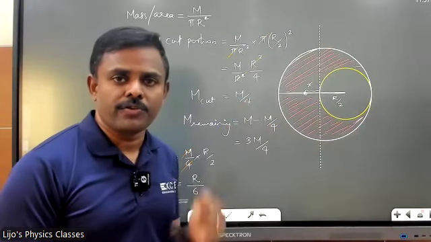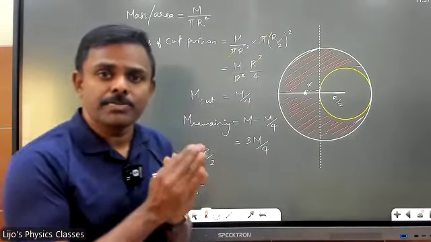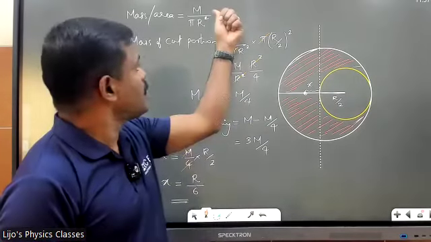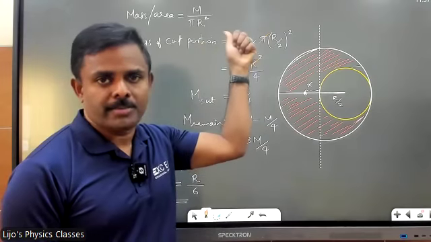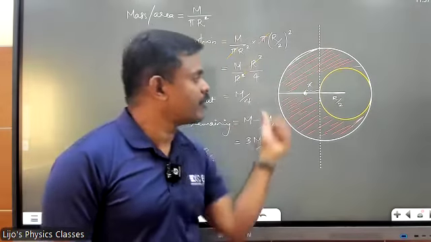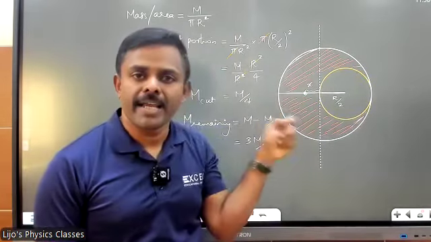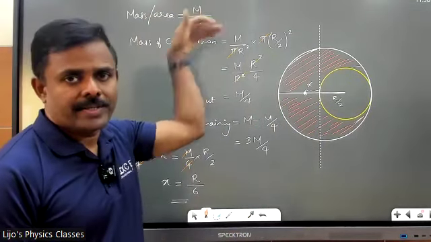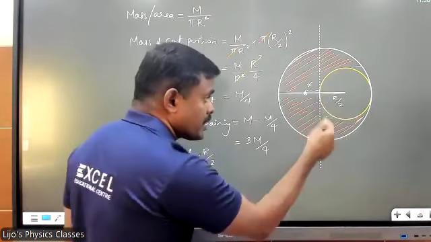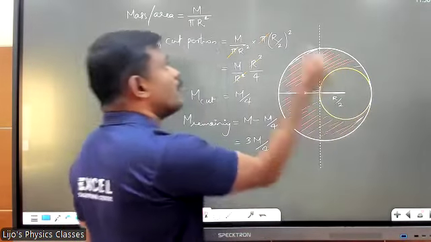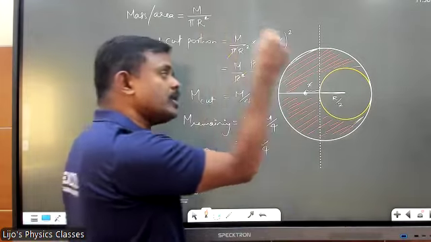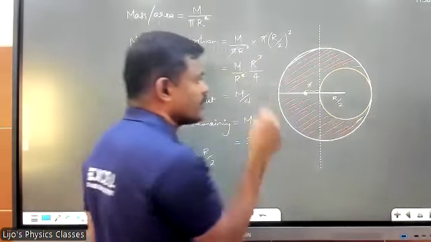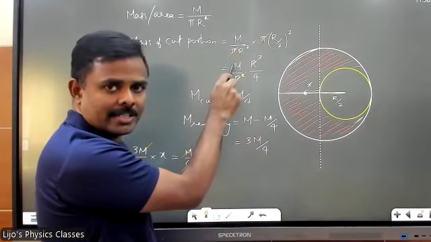So this much of mass is not there. How to find that mass? First thing to do is to find the mass per area: total mass divided by total area. Total mass is m. Total area for the whole disk is pi r square. So I get mass per unit area. Then for this portion, mass per area into its area. What is mass per area? M by pi r square.